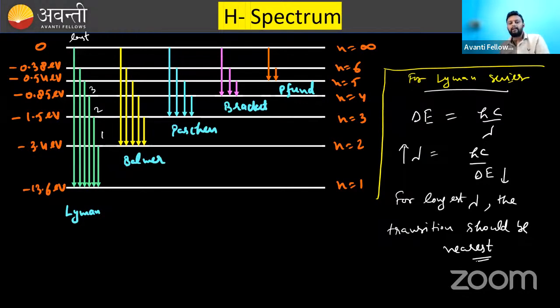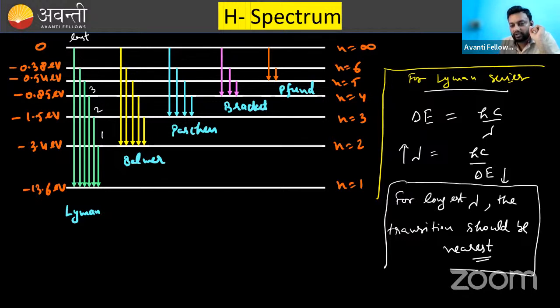What does it mean? The transition should be nearest means if transition is nearest, the energy difference will be smaller. Energy difference is smaller, then lambda will be largest. So you can remember this punchline: for largest wavelength, transition should be nearest. And opposite to that is for smallest wavelength, the transition should be longest.